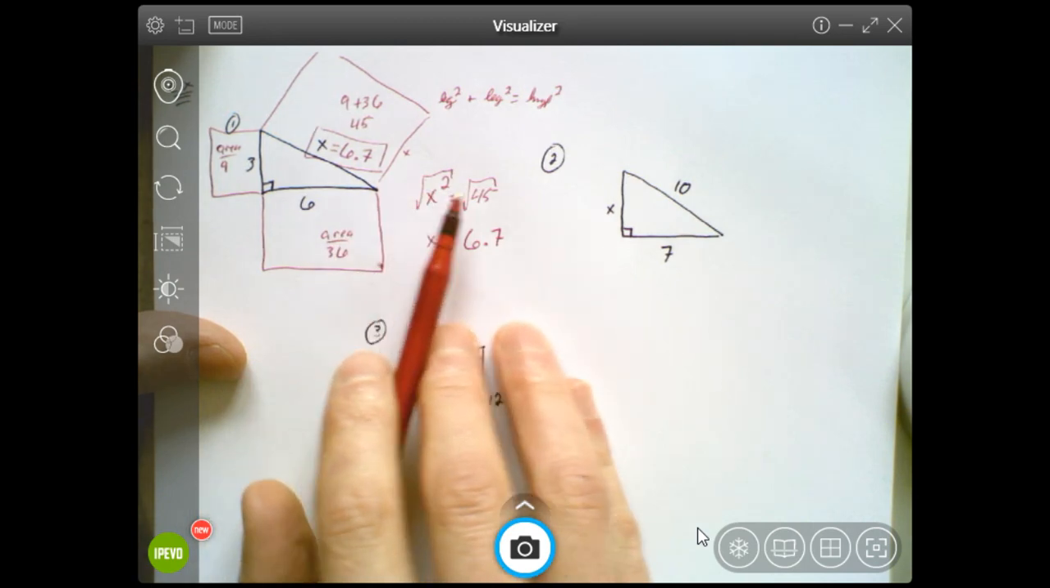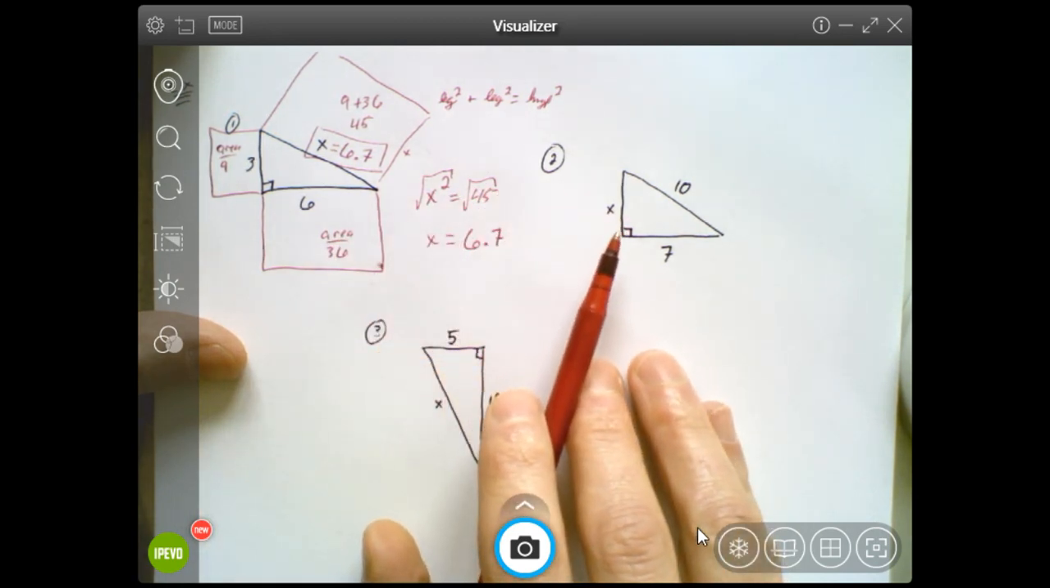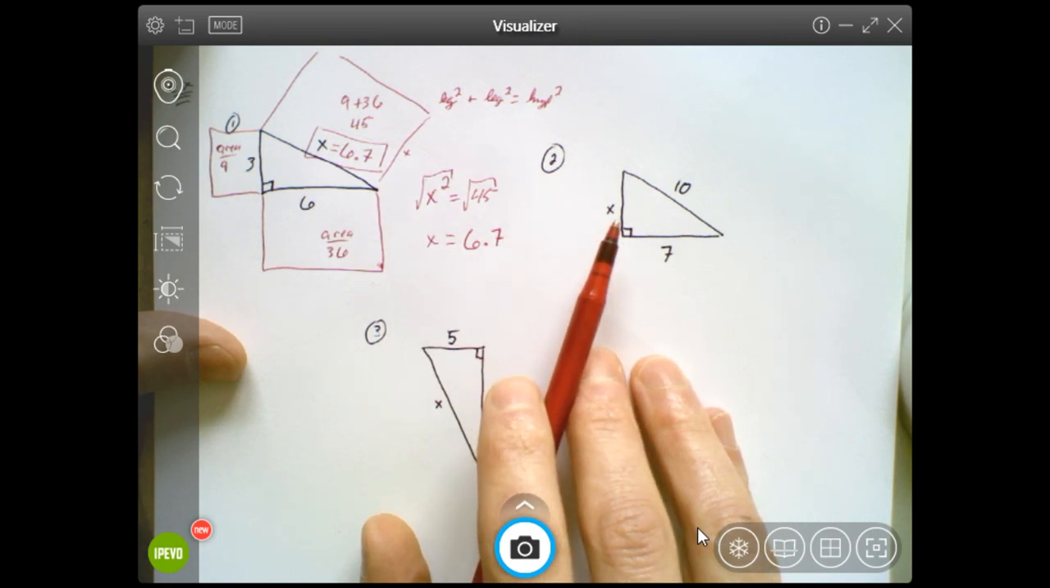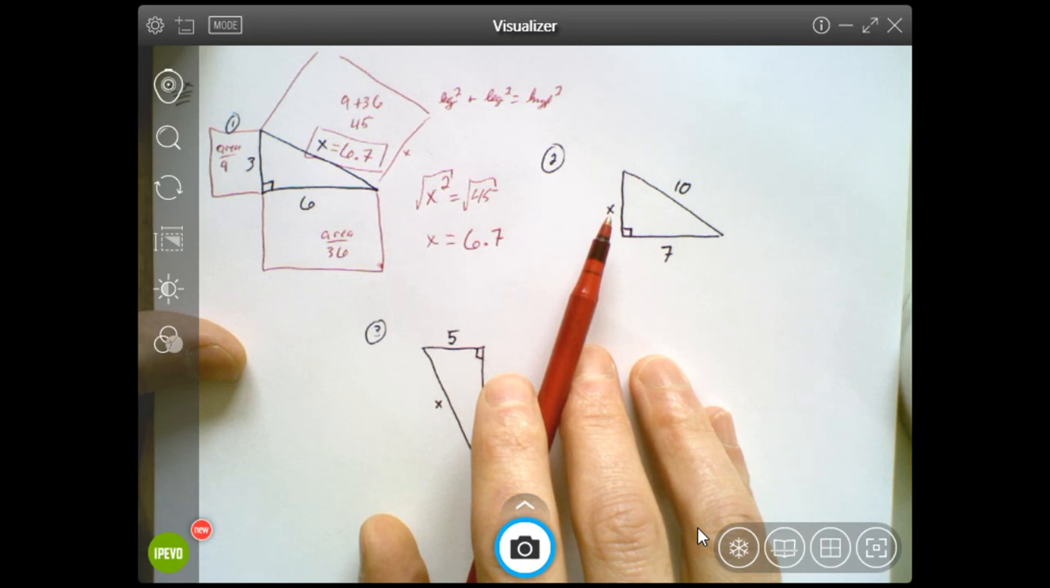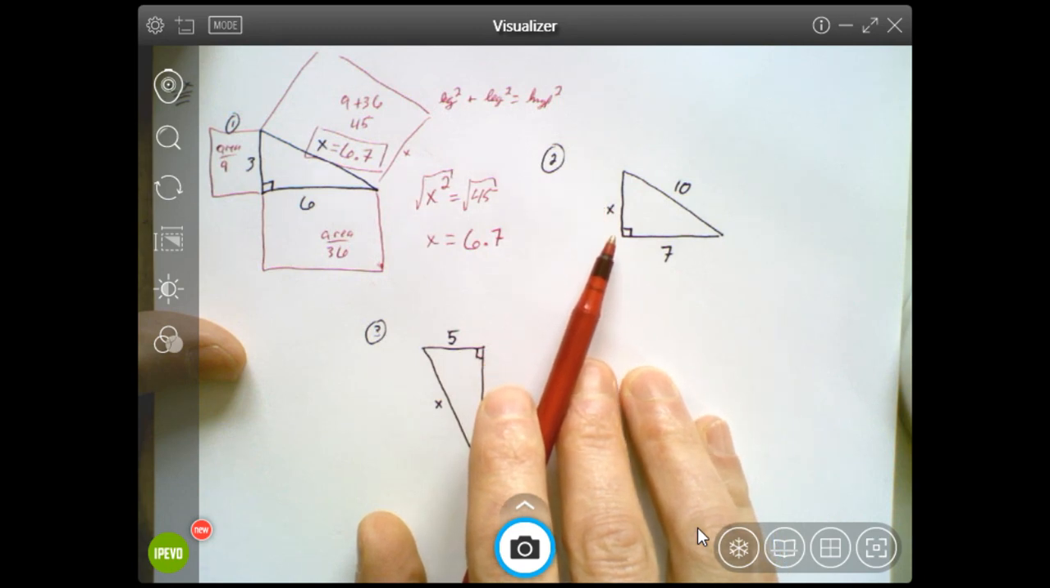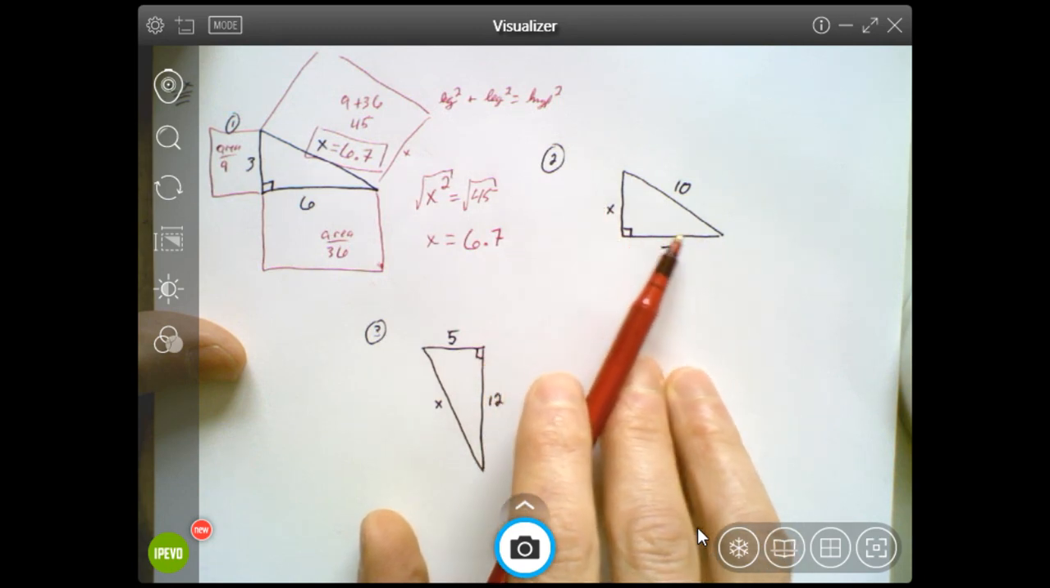Okay, so let's just do another example. Again, it's a right triangle, so we can use the Pythagorean theorem to find this missing side length. Now I'm asking myself, what am I looking for? Am I looking for a hypotenuse or a leg? In this case, I'm looking for a leg because it's part of the 90-degree angle.